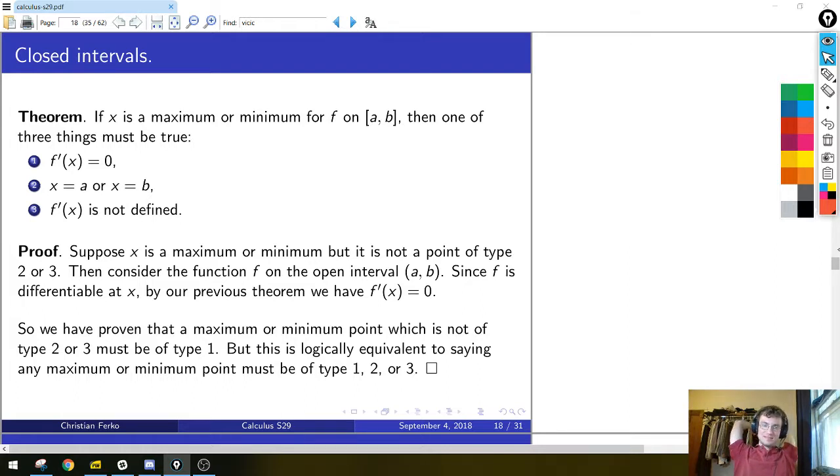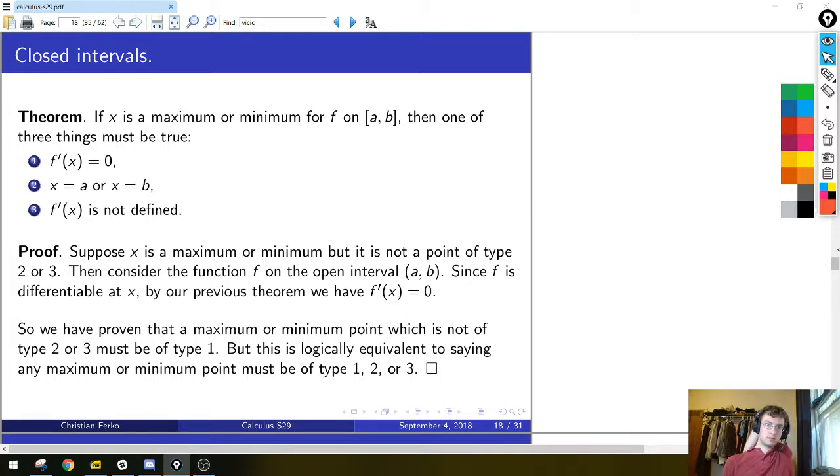Anyways, theorem: if x is a maximum or minimum for f on the closed interval AB, then one of three things must be true. f prime of x equals 0, x equals A or x equals B, or f prime of x is not defined. Begin proof. Suppose x is a maximum or minimum, but is not a point of type 2 or 3. Then consider the function f on the open interval AB. Since f is differentiable at x, by our previous theorem we have that f prime of x equals 0.